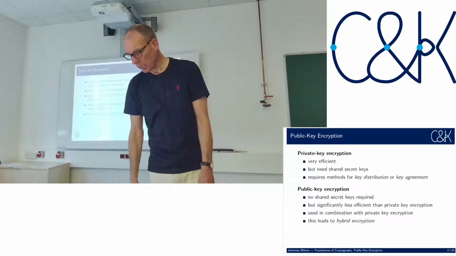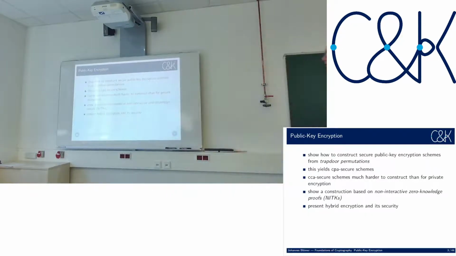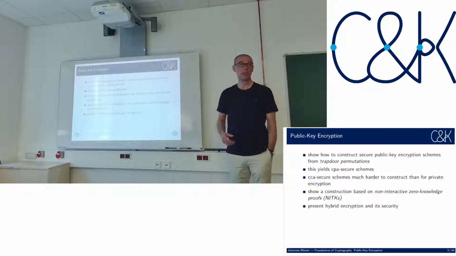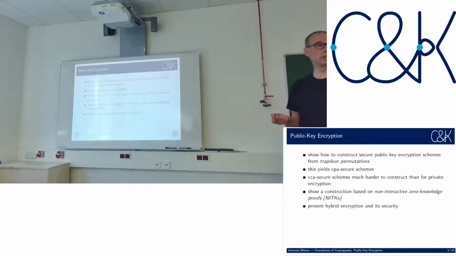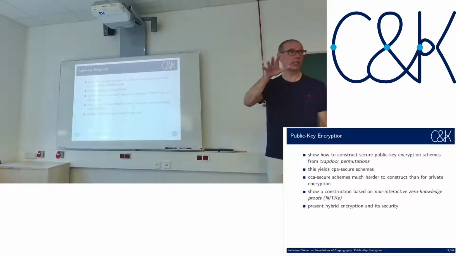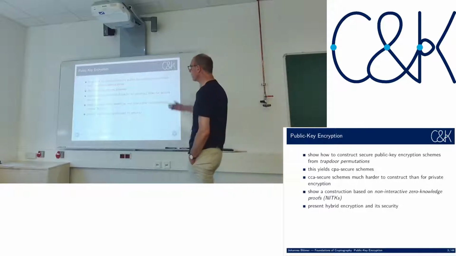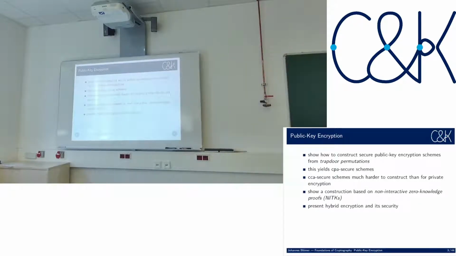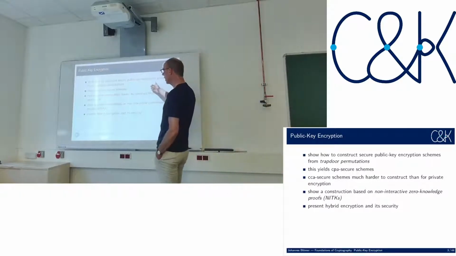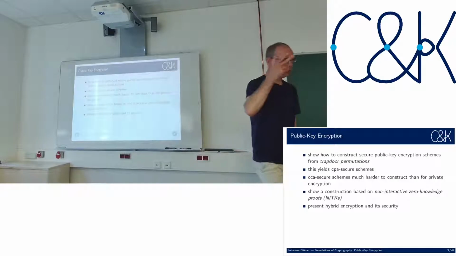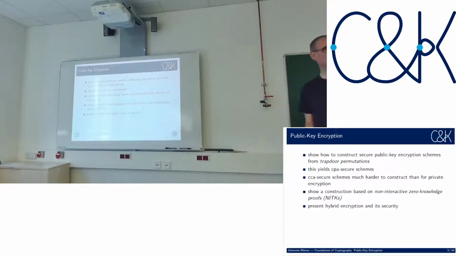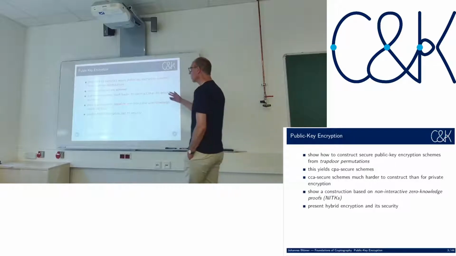So then what is the content of this lecture, of this part? As usual in this course, we want to construct these primitives from general assumptions, from the existence of certain types of objects that we can instantiate in a variety of ways. And in this case, we show how to construct secure public key encryption schemes from so-called trapdoor permutations. This yields then, first of all, again, the public key variant of CPA security, chosen plaintext secure schemes.